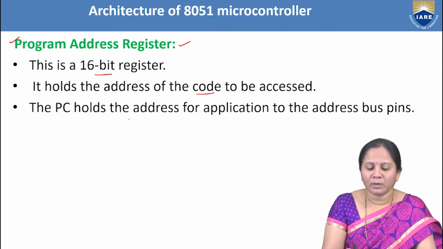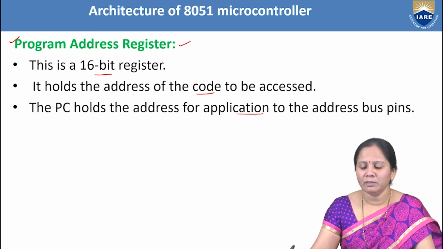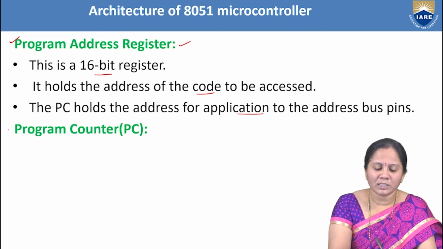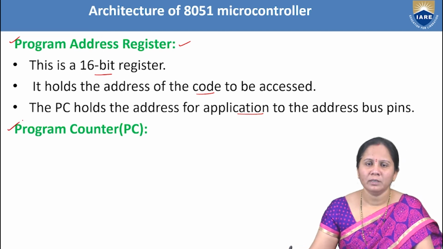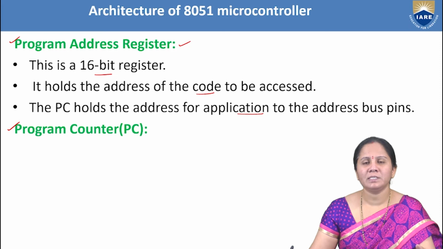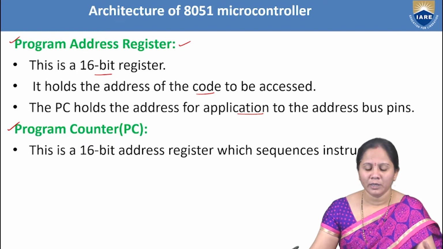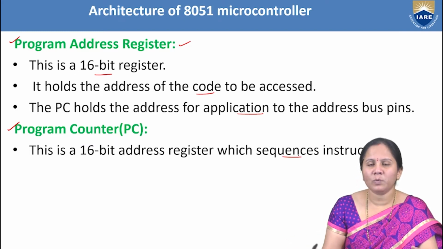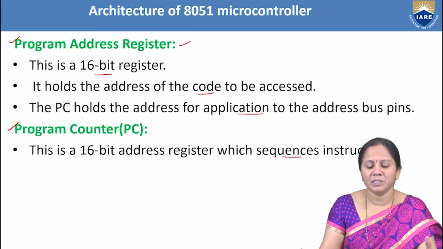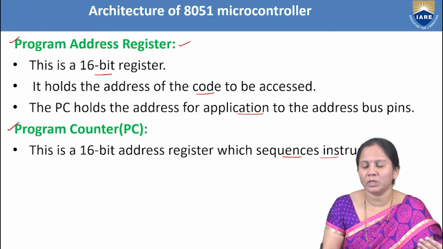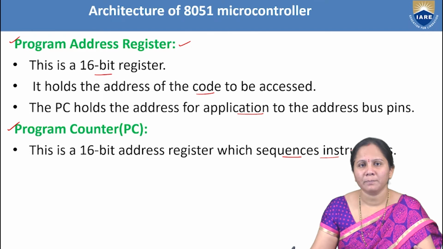Now, here the program counter holds the address of the instruction to the address bus pins. And the next register is the program counter, which we can also represent as PC. This PC register is also a 16-bit register which sequences the instructions. That means, because it holds the address of the next instruction that is going to be executed, all the instructions will be executed in sequential manner.